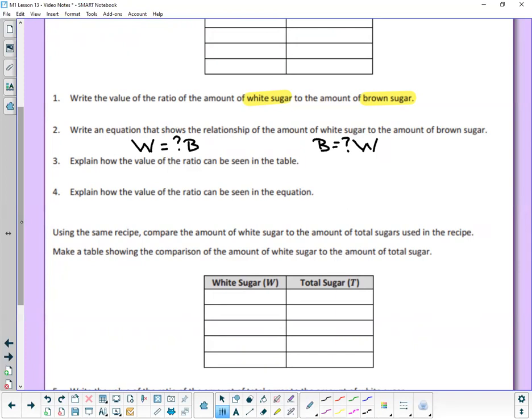Explain how the value of the ratio can be seen in the table, okay? The hint would be go back to the first row. And explain how the value of the ratio can be seen in the equation. Where in the equation is the value of the ratio is what they're asking for there. So in other words, think about what the value of the ratio is, and then where in these equations do you find the value of the ratio? So that's going to be the homework for my classes.